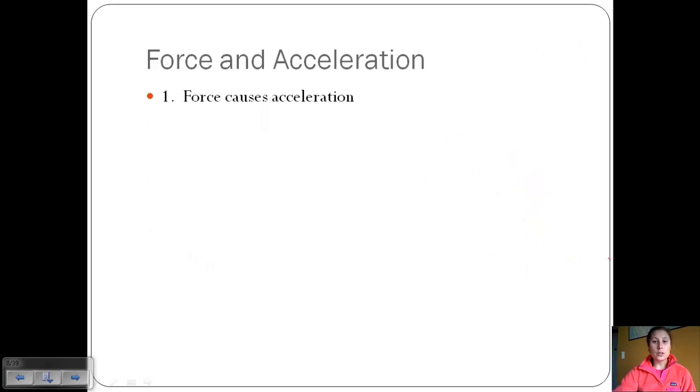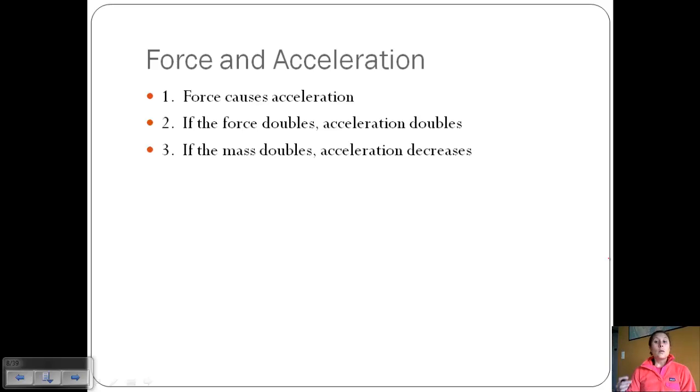Okay, so we know that force causes acceleration. And we also know that they are directly related. So if we double the force, we double the acceleration. We also know that there's this relationship with mass. And if we double the mass, we decrease the acceleration, or that they're inversely related. And so we can use that to come up with our equation that relates these three variables together and gives us the units for force.